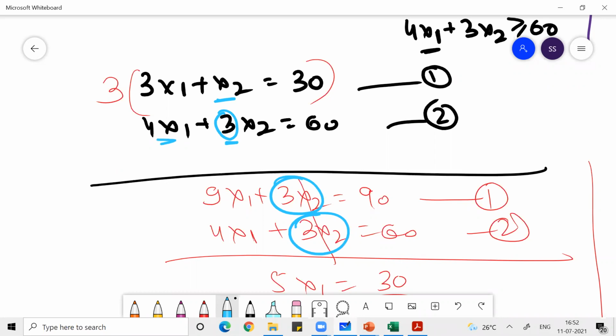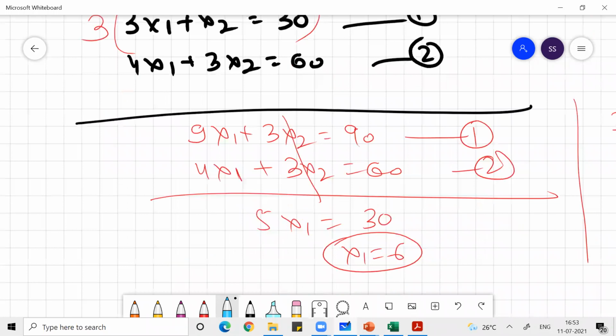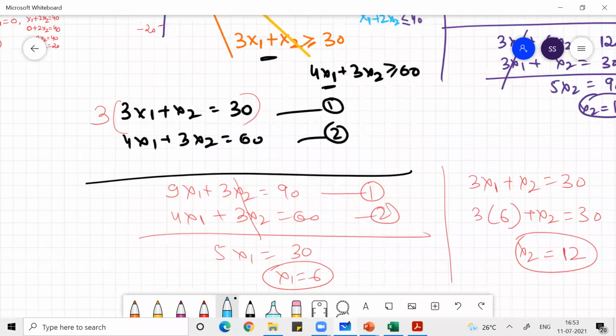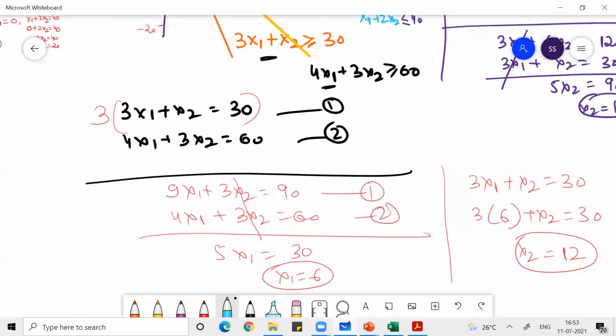If you have to cancel x1, then you have to multiply this by 4 and this by 3, so that both become 12 and you can cancel them. Whenever you get two linear equations, you can solve them either by the elimination method or by the substitution method. This is the elimination method which we use in our general day-to-day life. We look at the coefficients of both equations and try to cancel one of the variables by making both coefficients the same.